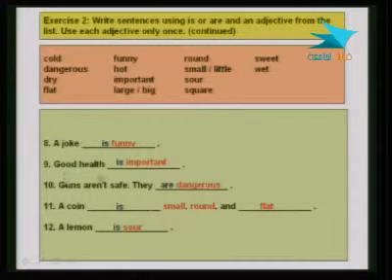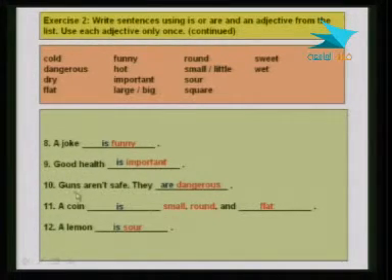Good health together is the subject. Health is the noun. Good is the adjective. So good gives information, all right, about health here. It modifies the noun health, and it serves as the subject of the sentence. Good health is important. Then that is singular. This is singular.